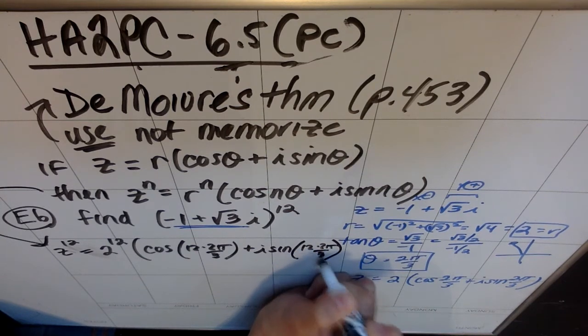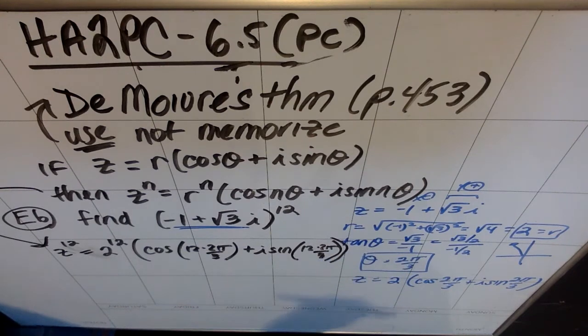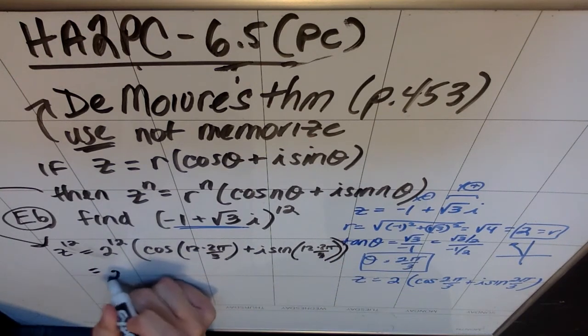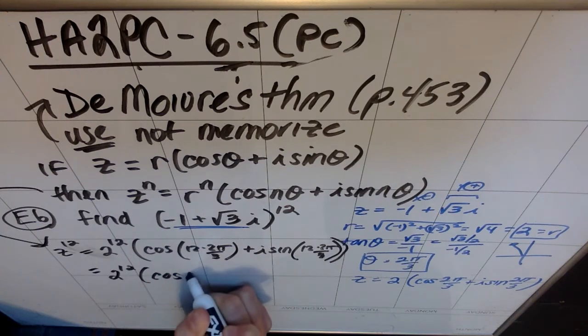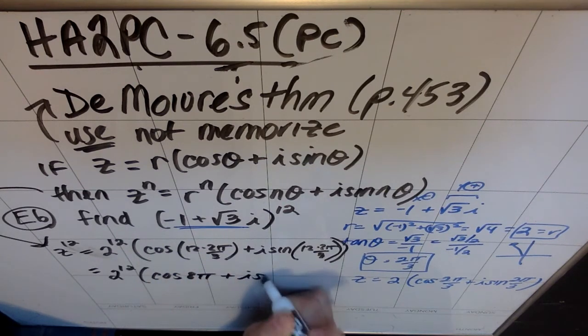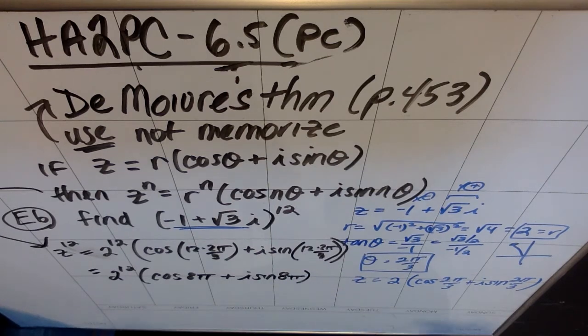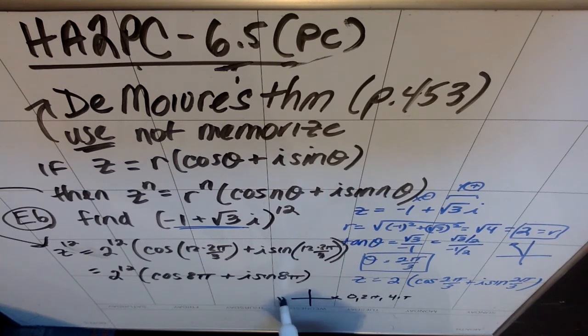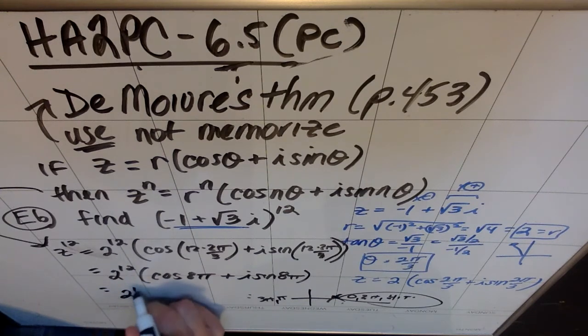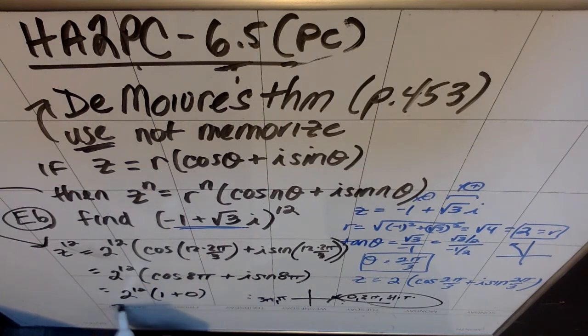So 12 times 2 pi over 3 is 24 pi over 3, so that's 8 pi. So I get that this is 2 to the 12th times cosine of 8 pi plus i sine of 8 pi. Now, you don't think about 8 pi all that often because it's not on the unit circle, but here's what we know about our unit circle. These are all the even pi's: 0, 2 pi, 4 pi. Because this is 0, this is pi, 2 pi, 3 pi, 4 pi, 5 pi, 6 pi, 7 pi, 8 pi. So this is going to be on this side. So the cosine of 8 pi is 1, and the sine of 8 pi is 0. So my answer is going to be 2 to the 12th times 1 plus 0, essentially. So your answer is 2 to the 12th.